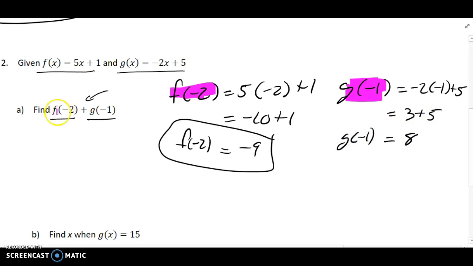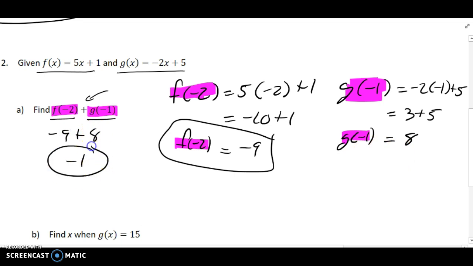Now notice what we have here. I'm going to highlight all of these. Okay? So we're going to substitute it in. So f of -2 is -9, so I'm going to have -9 plus 8. So I get -1 for the answer. So what do we do here? I took -2 in f, and I put it in for f. Then I took -1 and put it in for g, because that's what it tells me with those letters. And then the answers to those I'm going to add together.